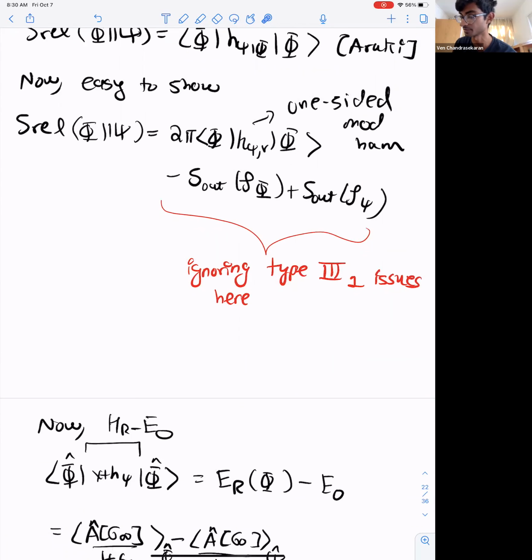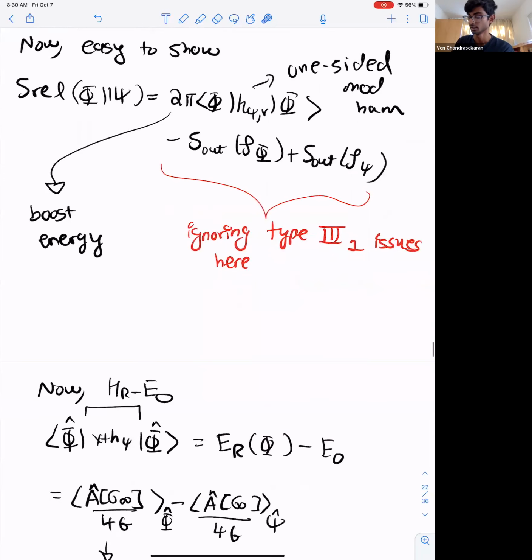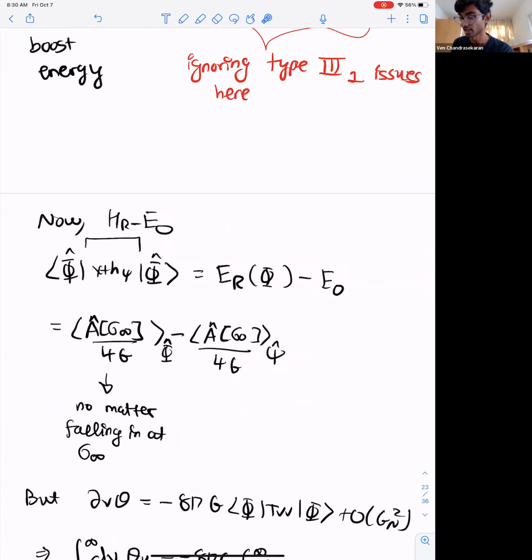Okay, so relative entropy is expectation value of the modular Hamiltonian. So this thing is just the boost energy of my excited state. And on the other hand, expectation value of x plus h psi is just, like I said, the difference in the energy between the excited state phi and the thermal field double state, which is the same thing as the difference in the area of the excited state and the thermal field double state.